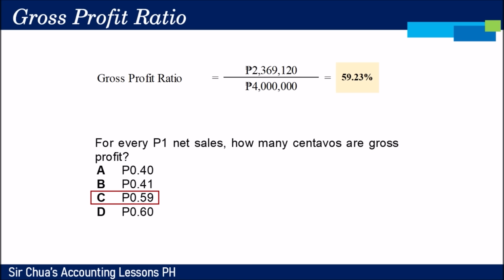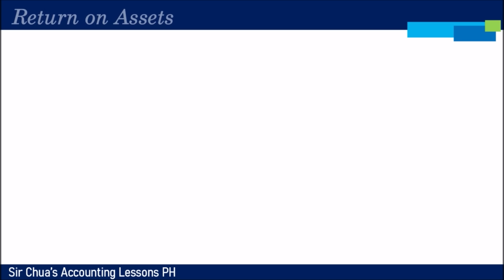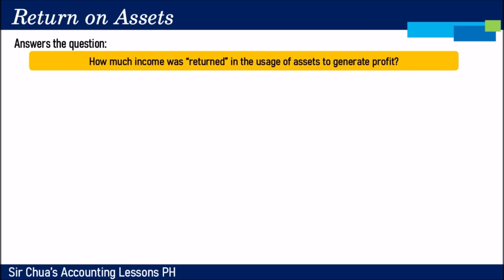Ibig sabihin, kada pisong benta, 59 centavos ang tubo ni company. Okay? Ganun nyo siya i-interpret. Return on assets. Magkano bumalik sa paggamit natin ng assets? Siyempre, kumikita ka na, di ba? Magkano bumalik sa paggamit natin ng assets, okay?